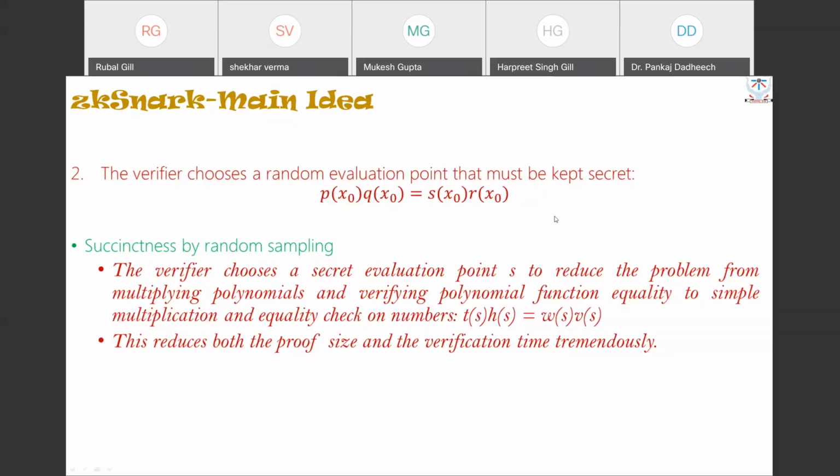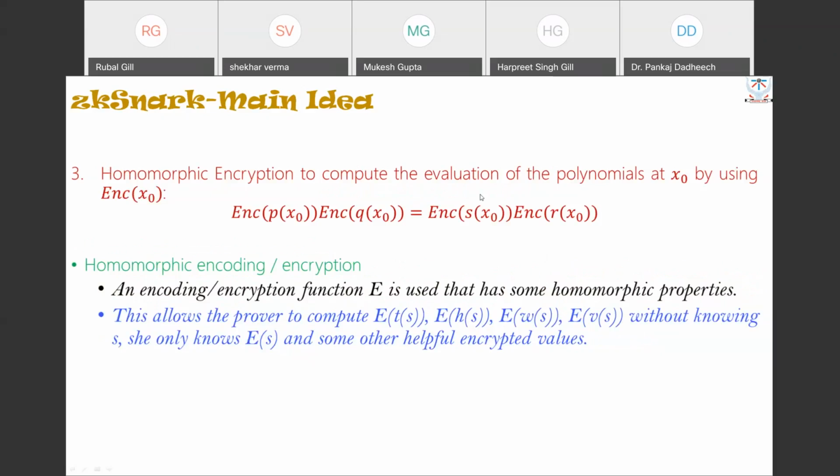Here, it is used to do some arithmetic operation like multiplication, just simple multiplication but in the encrypted domain, and the equality tells you whether the transaction is correct. So homomorphic encryption is used to evaluate the polynomial at x naught. The encrypted value of p(x naught) times the encrypted value of q(x naught) is checked, and similarly two other values are checked.